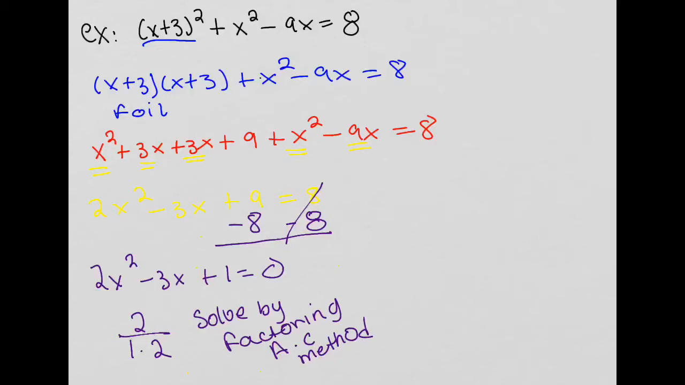Now, I could use the quadratic formula with this. The quadratic formula works with anything. I could also use completing the square. Now, I am going to end up with a fraction if I use completing the square. That's why I'm not going to use that. And this is not in the square root property format. Okay? So, solving by factoring is the easiest method to do this.